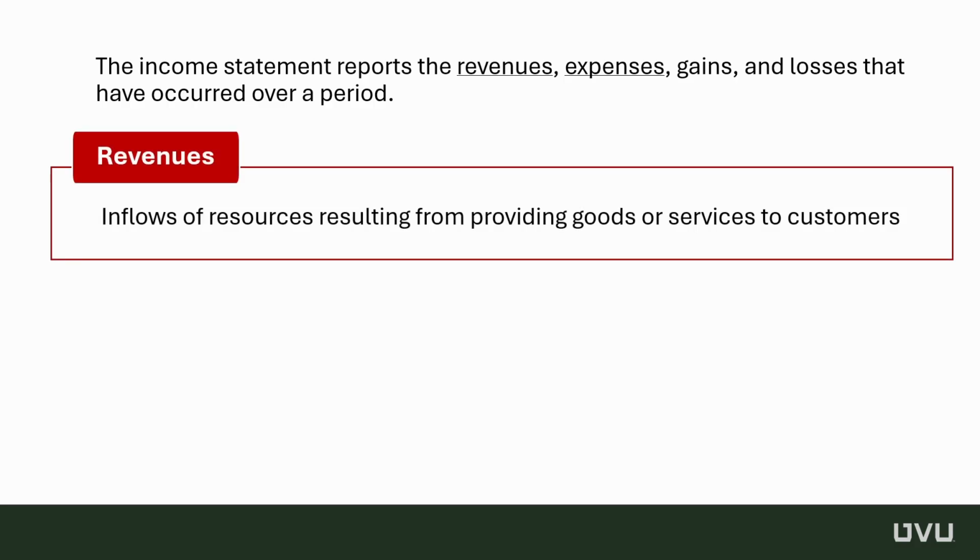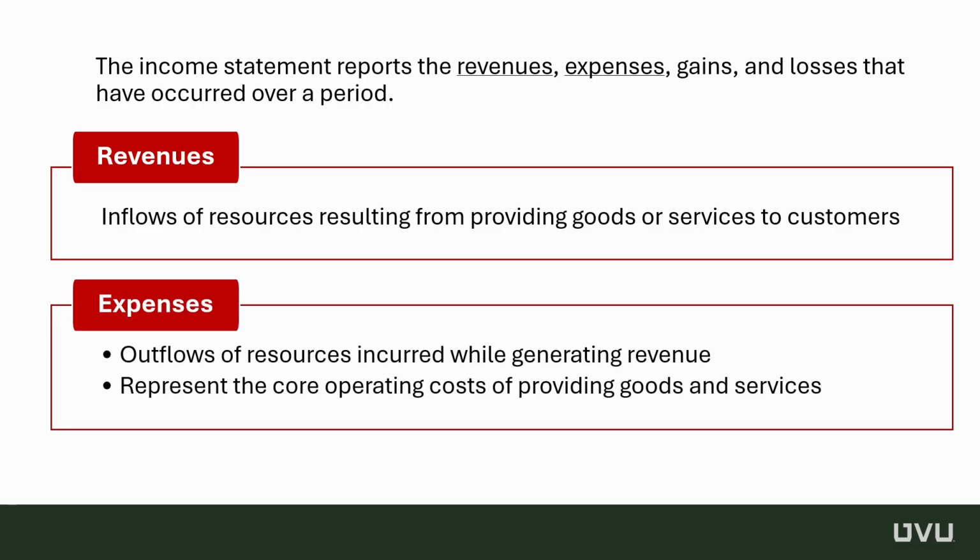Revenues are inflows of resources that result from providing goods or services to customers. Typically, this is either cash or accounts receivable. If a company sells products or provides services, the amounts earned from those activities are typically reported as revenue. Expenses are the outflows or using up of resources incurred while generating revenue. In plain language, expenses are the costs of running the business, and specifically, these are the core operational costs, activities that follow the normal course of the business's operations.